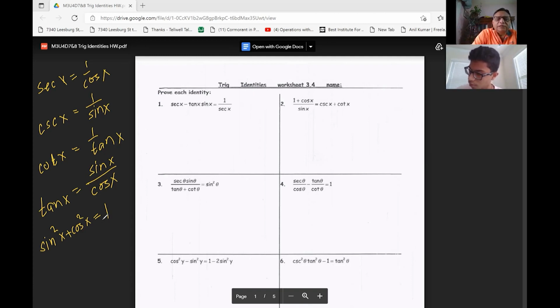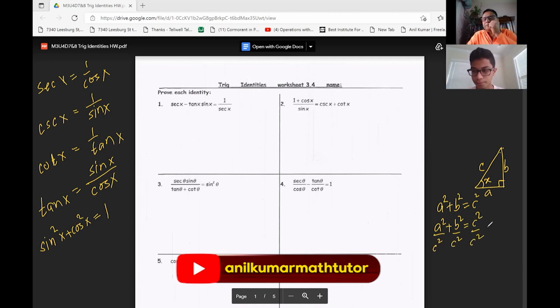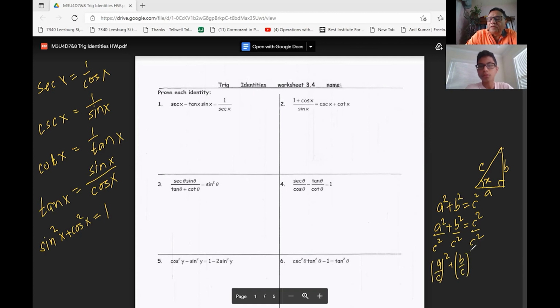So it is worthwhile to see how we derive this identity. Let me do this derivation right here. Let us say we have a triangle whose angle is x, and the sides are a, b, and c. This is a right angle triangle, and you know from the Pythagorean theorem that a square plus b square equals c square, correct? I could divide all of them by c square. If I divide each one by c square, the identity remains. We get a over c whole square plus b over c whole square equals 1.